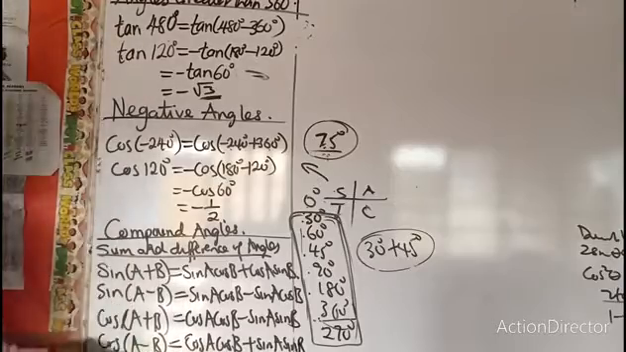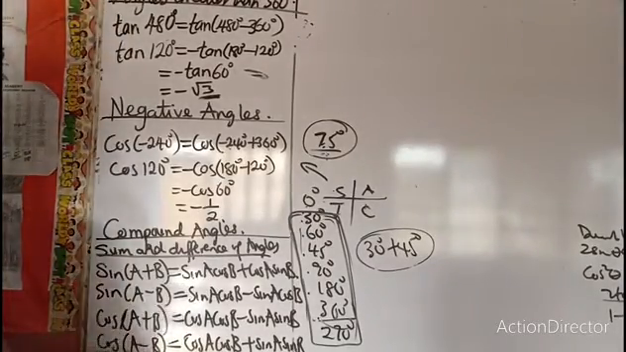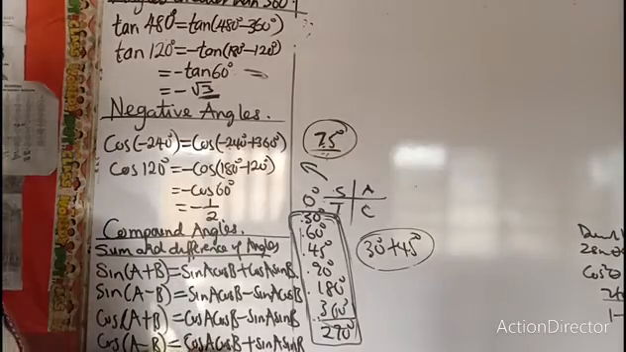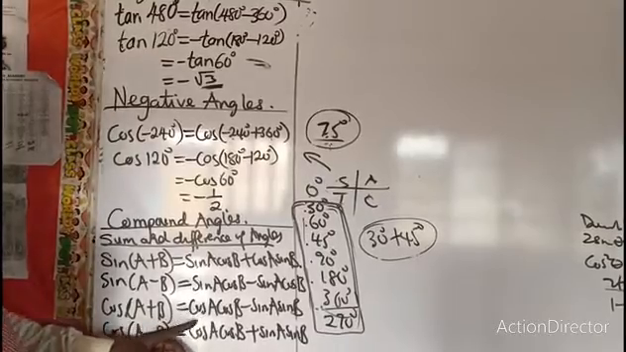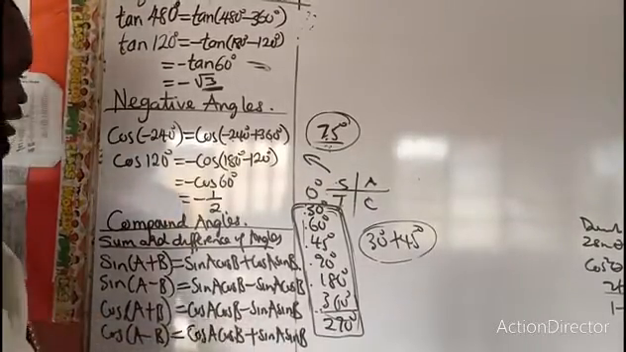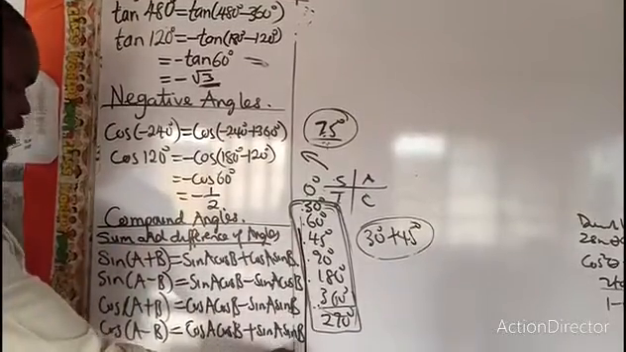Now, these values, we need to know it offhand. Look at it. When it is cos A minus B, cos A cos B, the sign becomes plus. When it is cos A plus B, this now becomes minus. You need to know this and memorize it.